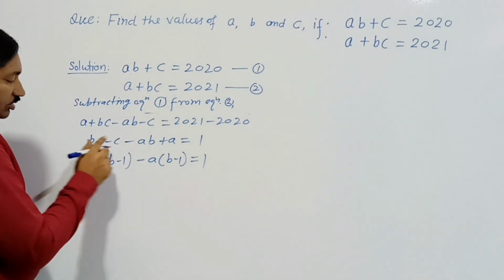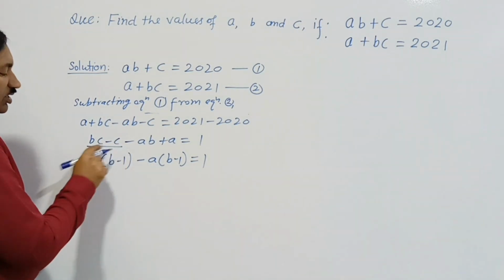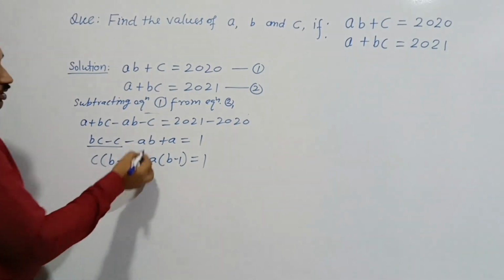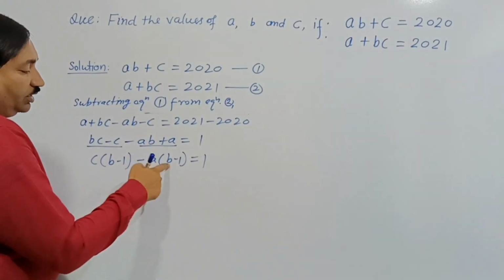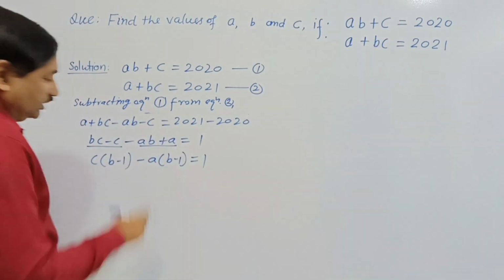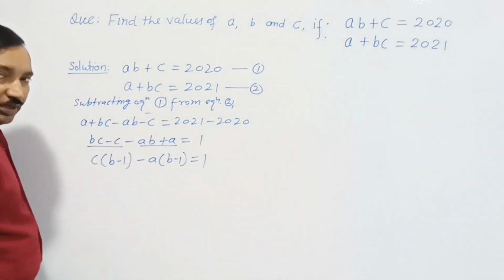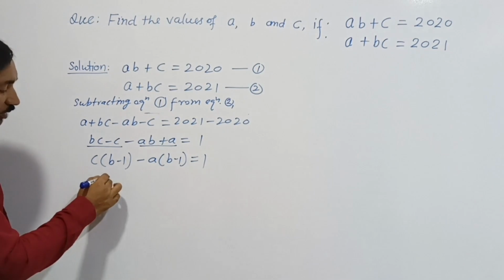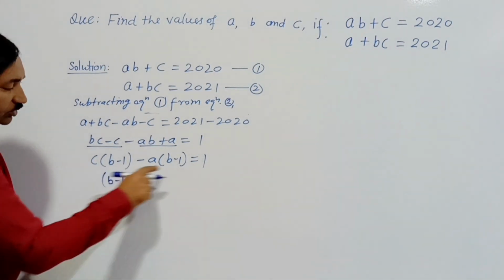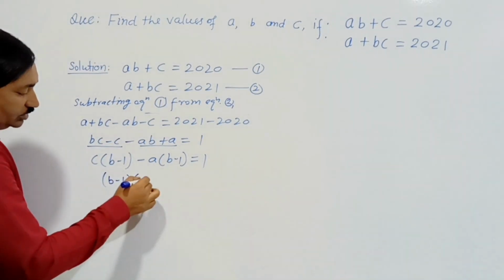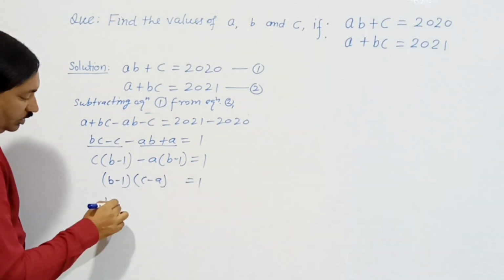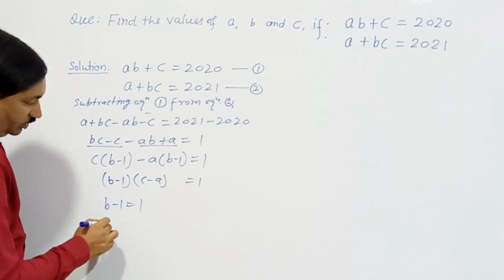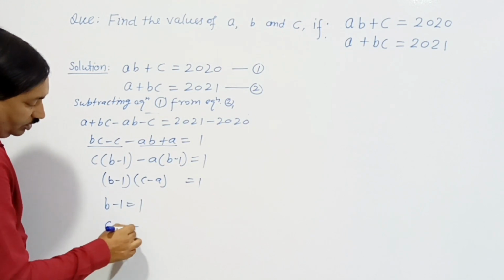Now BC minus C. What is common in these two terms? C is common: C times (B minus 1). And here, what is common in these two terms? Minus A is common, so we get minus A times (B minus 1), equal to 1, because minus into plus becomes minus. Now B minus 1 is common. We get (B minus 1) times (C minus A) equal to 1. So either B minus 1 equals 1 or C minus A equals 1.